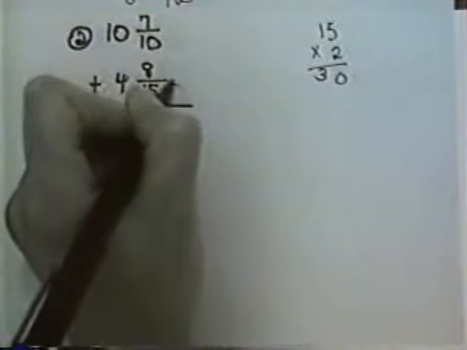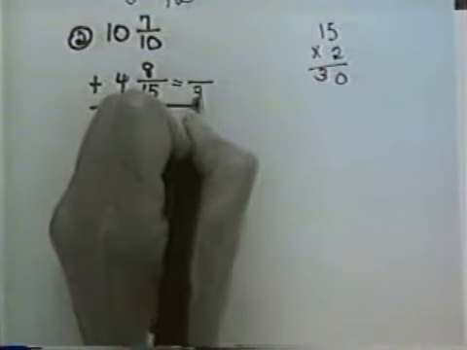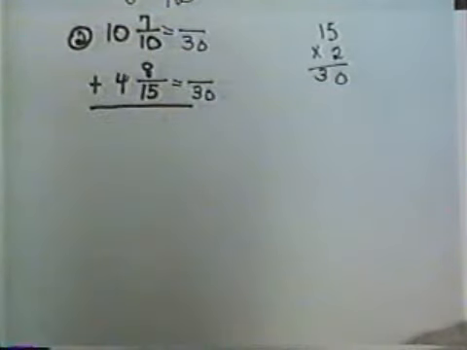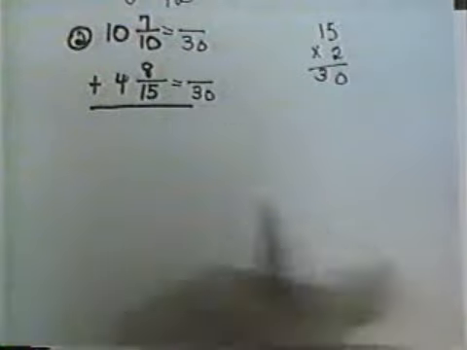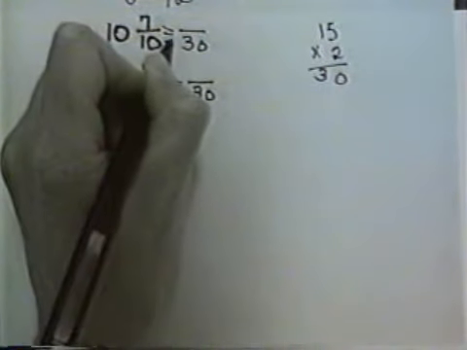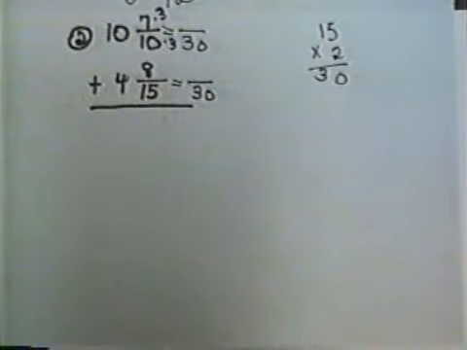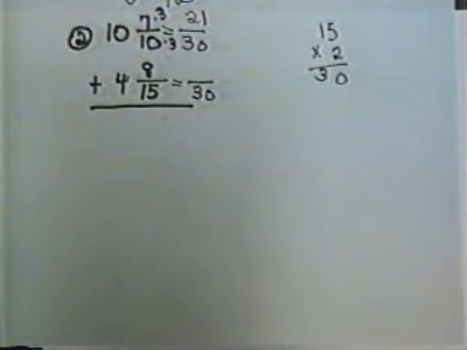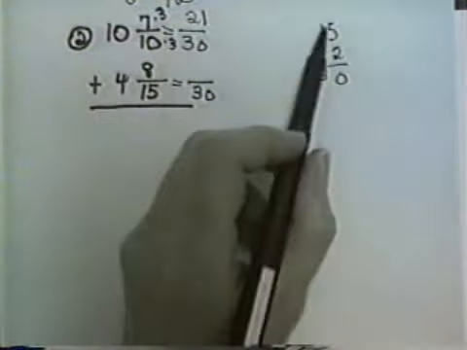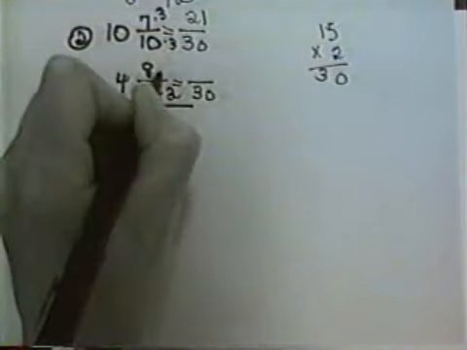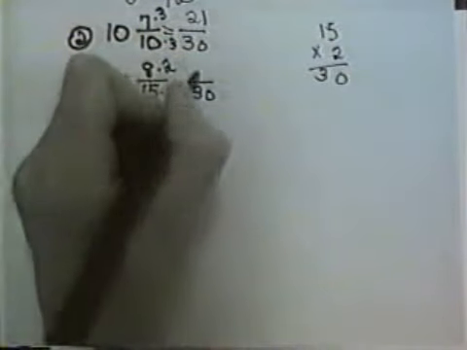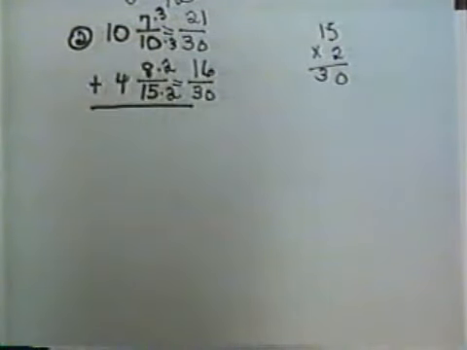So let's change these to 30ths. So we multiply 10 by 3 and 7 by 3, and we end up with 21 30ths. And remember, 15 times 2 gave us 30, so we multiply 15 by 2 and 8 by 2, and we get 16 30ths.